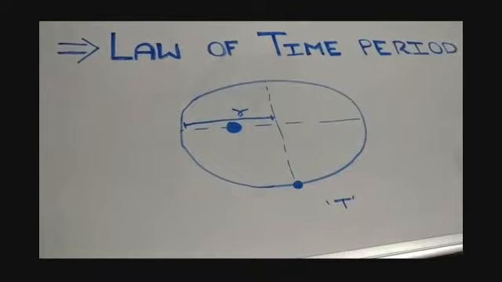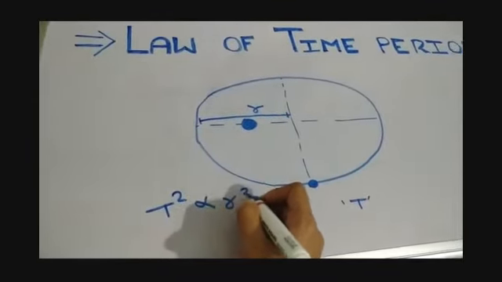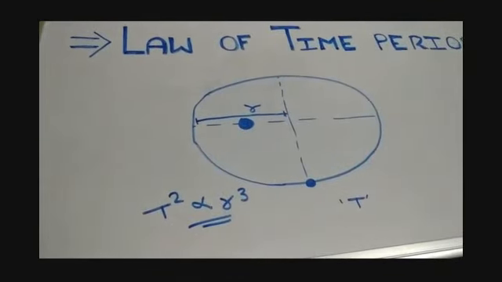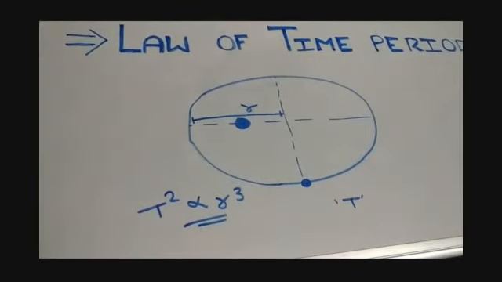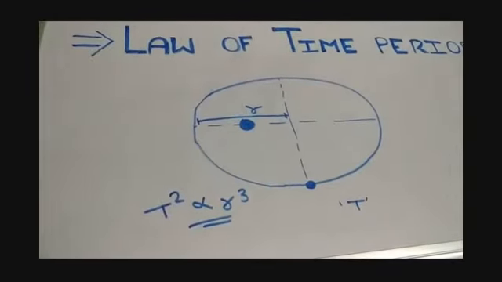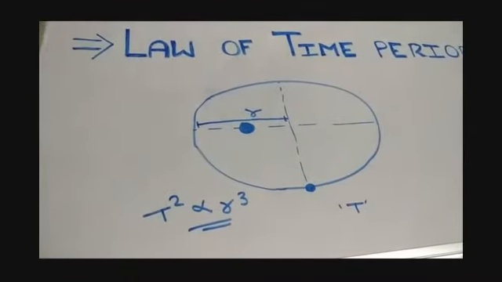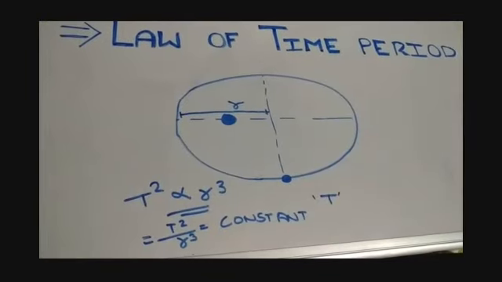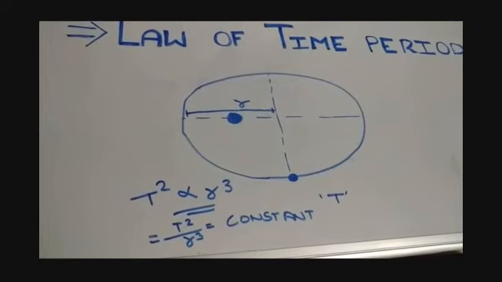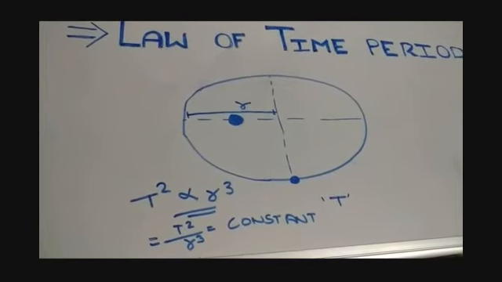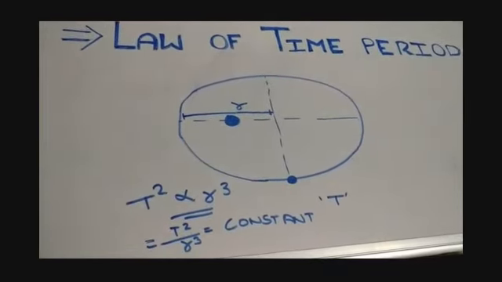According to law of time period, t square is proportional to r cube. That is, the total time taken for the planet to revolve around the star taken to the power 2 is directly proportional to the semi-major axis taken to the power 3. This can also be stated as t square upon r cube is equal to constant. That is, the value of t square upon r cube is always constant for all planets.